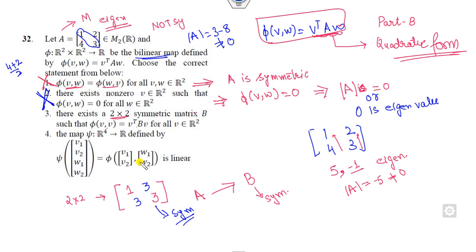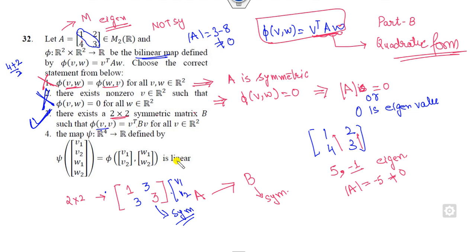So this is my symmetric matrix. And if you multiply this by V, that is V1 or V2, and this is V, again you will get the same as phi VV. So that is the right option, because the matrix exists here. Since only one correct option is there, that's the right answer.